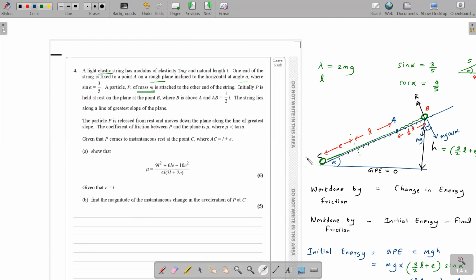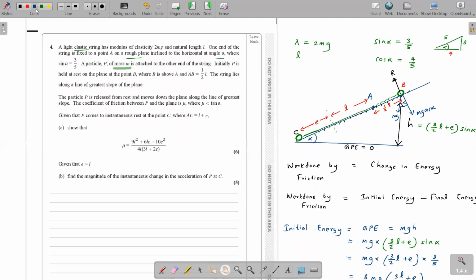So they're asking you to find that change. What is the change in the acceleration? Basically, you have to find the acceleration at point C in two instances: one when the particle is coming down at the very last point, and one when the particle is about to move up. So first things first, we need to consider the object coming down.